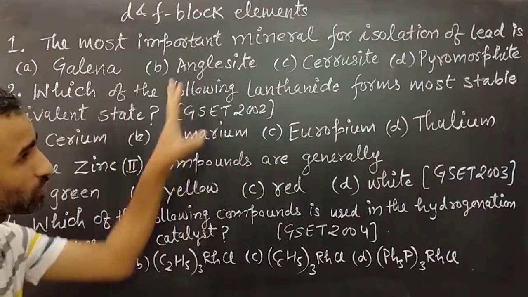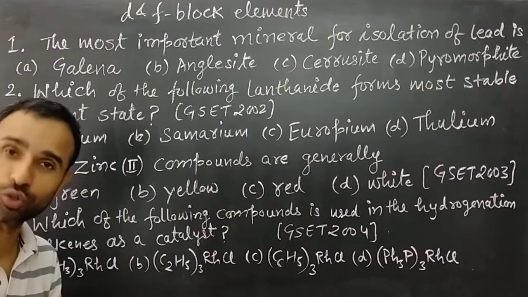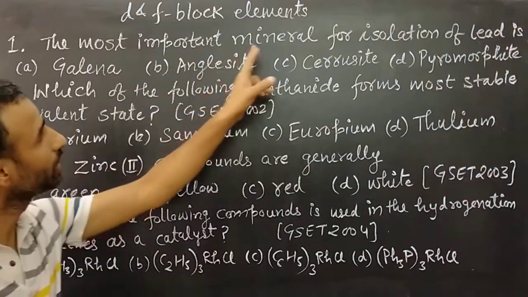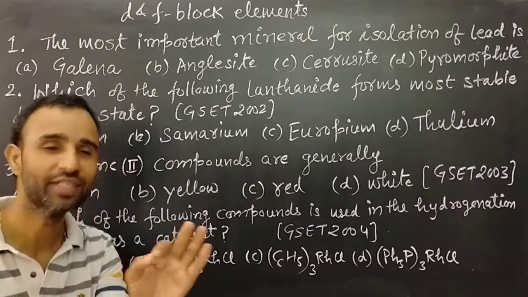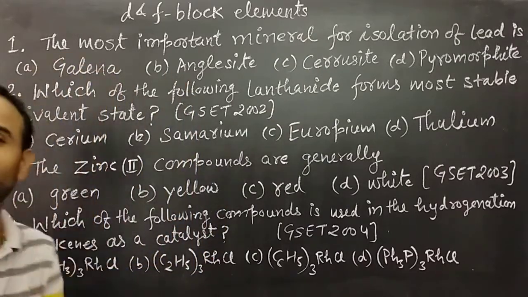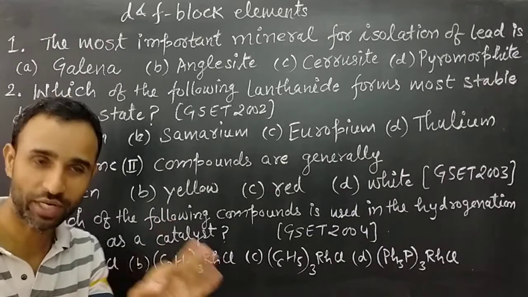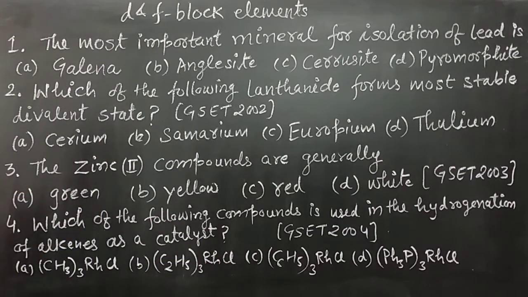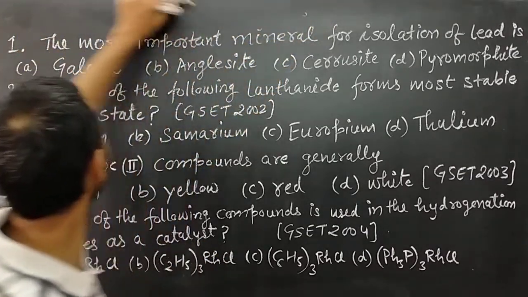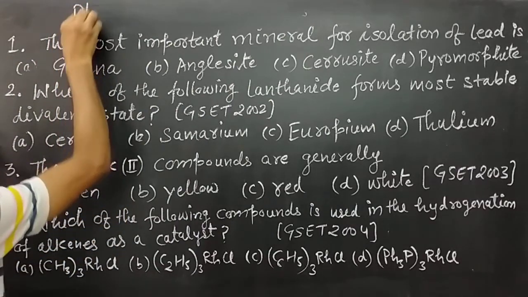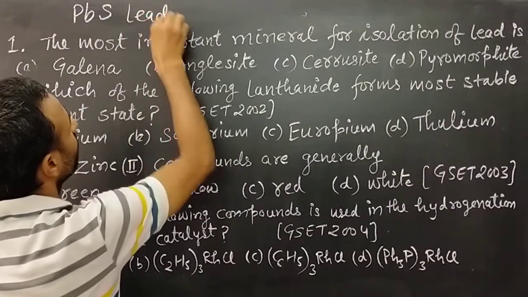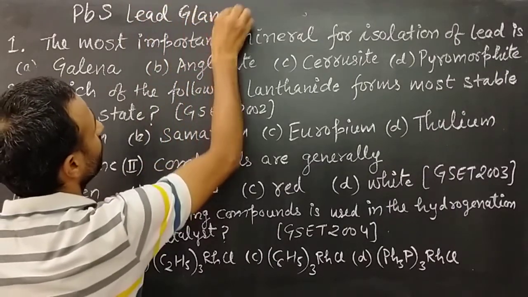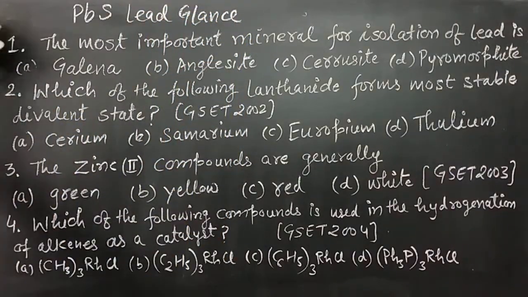So first question from GSET 2002. The most important mineral for isolation of lead. Nobody denied that it is galena. It is actually PbS. It is also called lead glance. So the right option is galena.